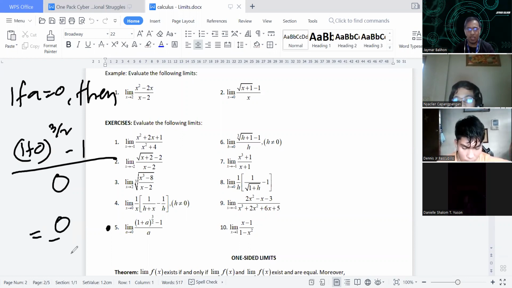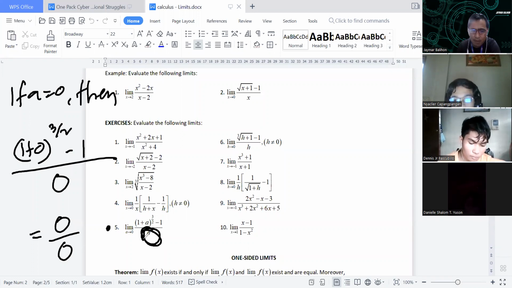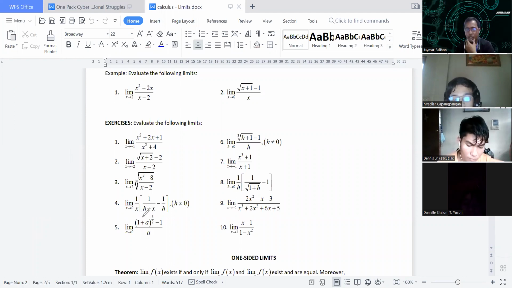So 0 over 0. Obviously, we will use the previous theorem that I presented a while ago. We need to do something to eliminate the A in the denominator. Do you have any suggestion?